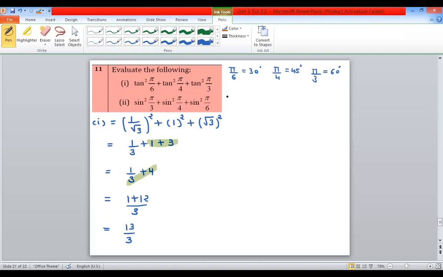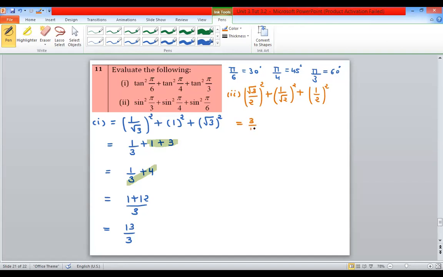So the answer of the second one is: tan pi by 3 means tan 60, it's 1 upon root 3 by 2 whole square. sin 45, that means 1 by under root 2 whole square. And sin pi by 6 means sin 30, it's 1 by 2 whole square. First of all, you can take the square.